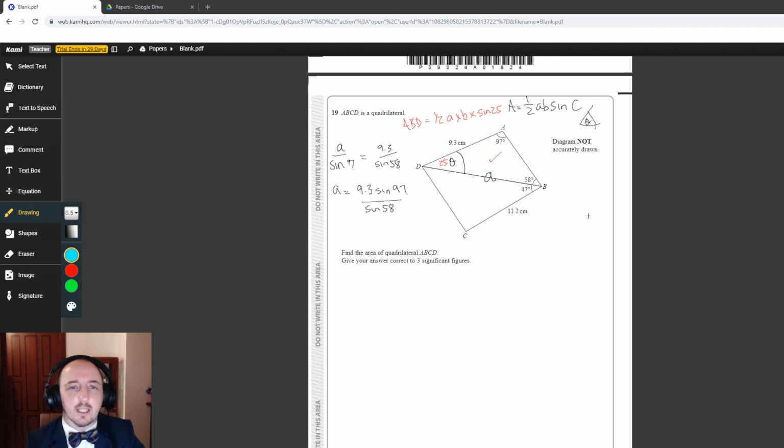We now need to work out BCD. So BCD is half A, we've worked that out here, times the other length, 11.2, multiplied by the sine of the angle in between them. So there's the A and B. Doesn't matter which way around they are, sine of 47. So we can add the two triangles together, and that will give us the shape ABCD's full area.